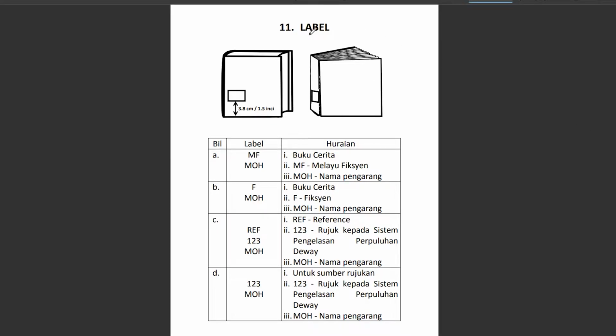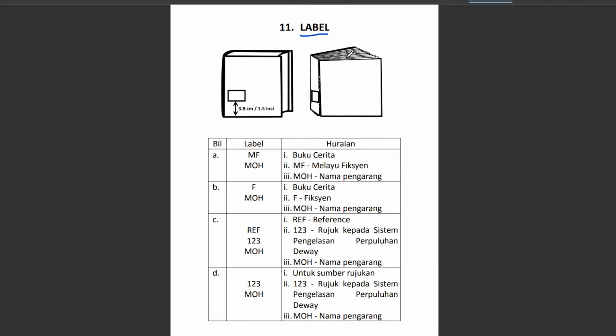Today we'll be learning about label. This is also one of the things that you can learn more easily if you are doing this practically. So what is label? Label is us labeling the books so that we know that this is a novel, this is a reference book, this is a comic, and so on.